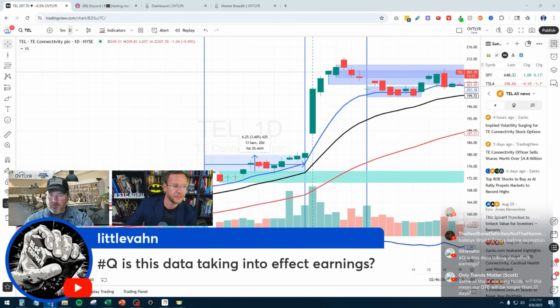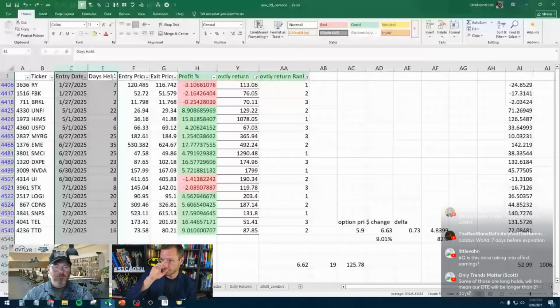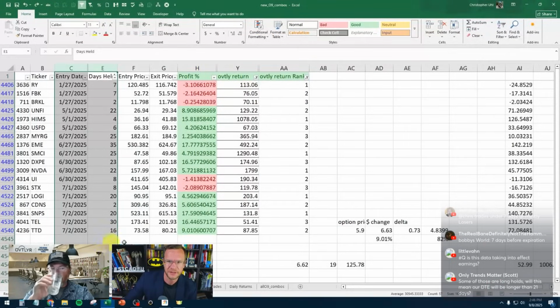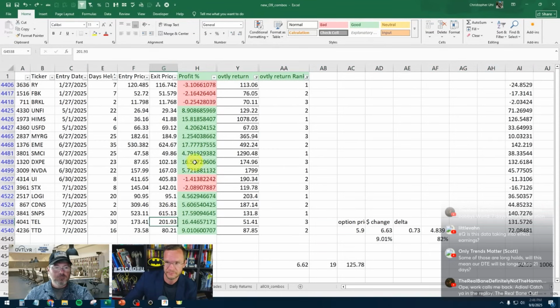Lil Even was just asking about that: does this take into account earnings? Actually, one of the things that Scott built into here was having exit points at earnings. I'm surprised that one snuck through. There's a lot of hard coding in here, not just formulas, so that wouldn't help us.